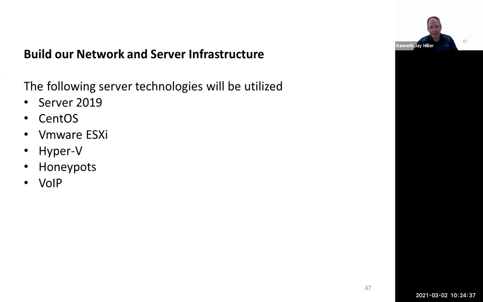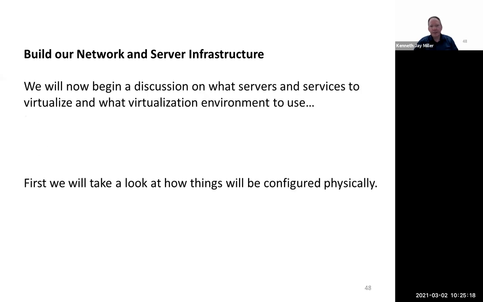And then these are some of the technologies we're going to incorporate to do it. So we're going to use Windows Server 2019. We're going to use CentOS Server 8.0. We're going to use VMware ESXi, which is 6.5. We're going to use Hyper-V that is included in Windows Server 2019. We're going to build some honeypots for our security detection and kind of confusion. And then we're going to make sure we have the capability for voice over IP using power over Ethernet where possible. All right. So where are these servers going to be done? And how will this look if we were to look at it physically?